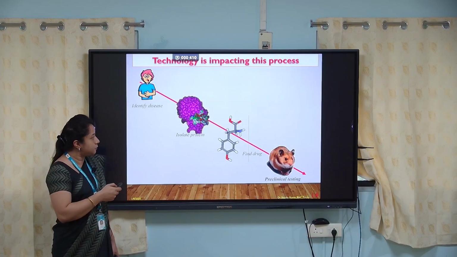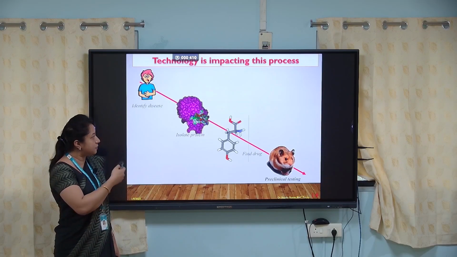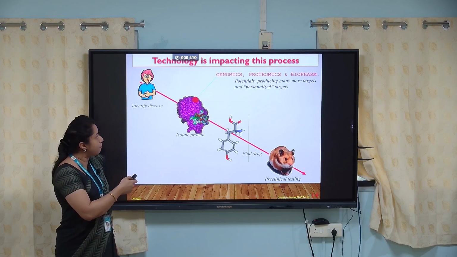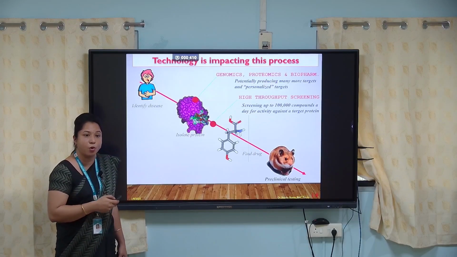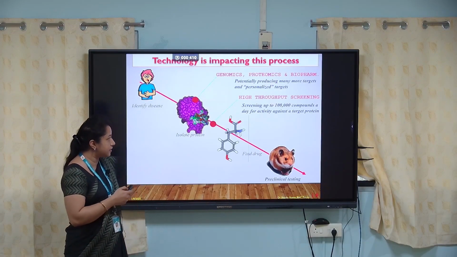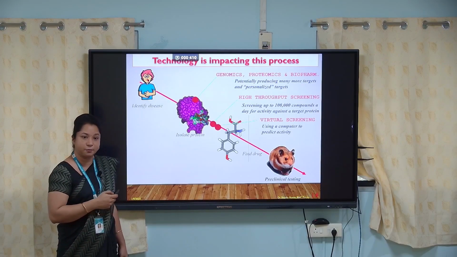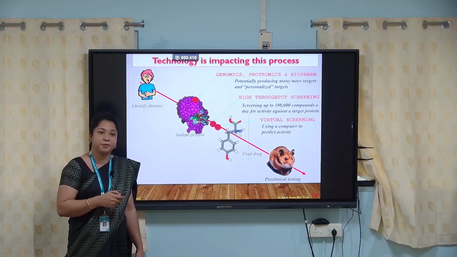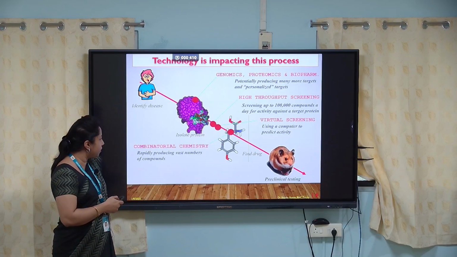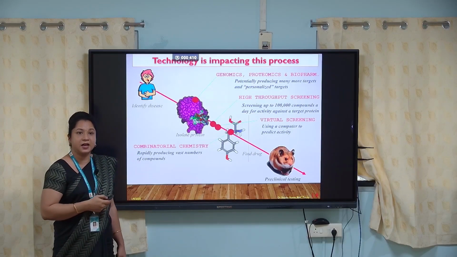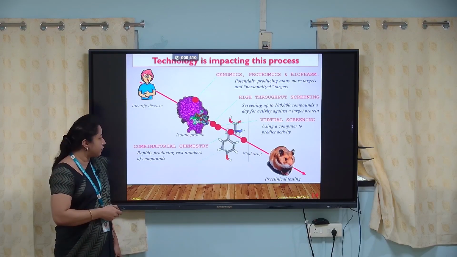This pathway, which was earlier applied in wet lab techniques, has been applied in the computational approach by identifying a disease using genomics and proteomics. High throughput screening of more than 1 lakh compounds in a single database is possible against a target protein, and through virtual screening we can predict its bioavailability, whether the drug is orally bioavailable for an organism. And combinatorial chemistry screens a vast variety of compounds to bring a good compound to a market.